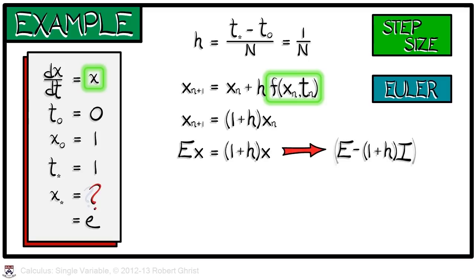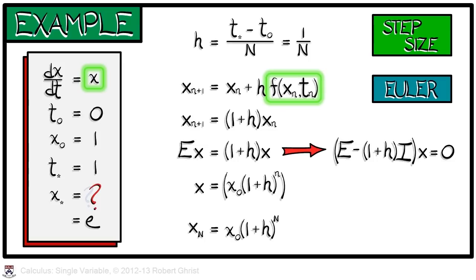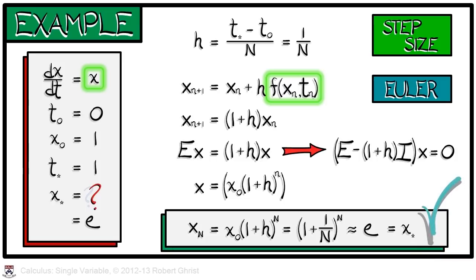Now, you may recall from our lectures on discrete calculus that we know how to solve such simple recurrence relations. The sequence x is really x naught times quantity 1 plus h to the n. It is that coefficient of 1 plus h that determines the solution. This means that our final value, x sub capital N, is x naught times quantity 1 plus h to the capital N. If we substitute in 1 over capital N for h, then we obtain something that should look familiar: quantity 1 plus 1 over capital N to the capital N power. You may recall that for n large, this is a very good approximation to e, our desired final value.